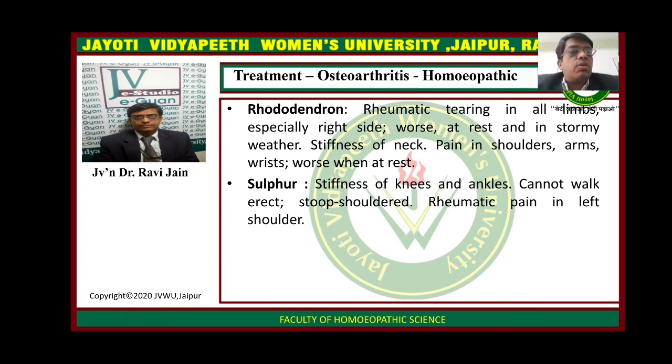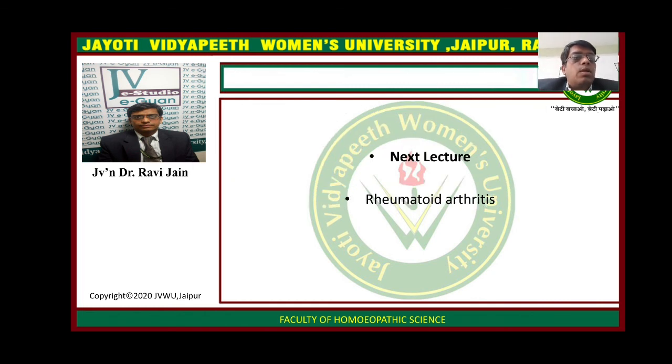Next, we have sulphur. Sulphur has stiffness of the knees and ankles. The patient cannot walk erect. He walks with stooped shoulders, with rheumatic pain in the left shoulder. So this was all about the management of osteoarthritis. In today's lecture, we have discussed osteoarthritis in detail: the pathology, the pathophysiology, the clinical features, the investigation, the management, everything about osteoarthritis.